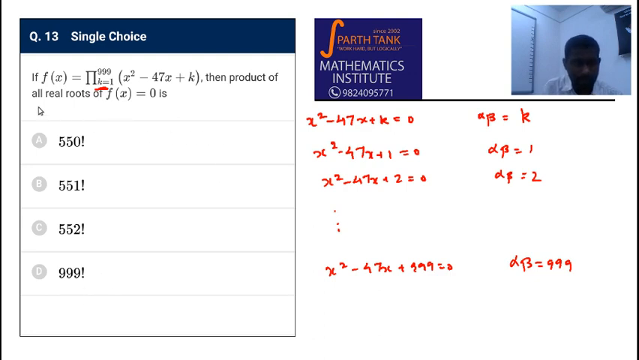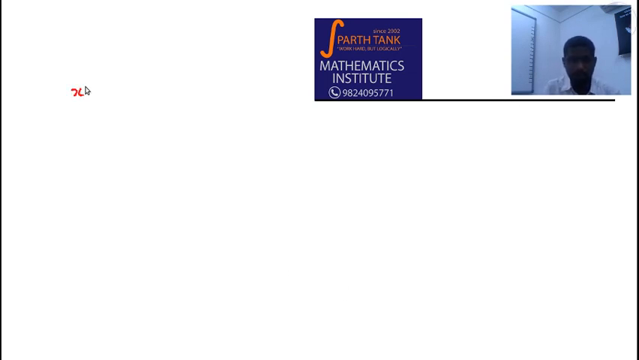But don't forget this word real. So we'll have to check how many of these roots are real and how many are imaginary. Right? Because it is true that the product of all the roots is 999 factorial, even if there are complex roots. But for all real roots, let's see till where we have. What is the condition that the equation x squared minus 47x plus k is equal to 0 should have real roots?